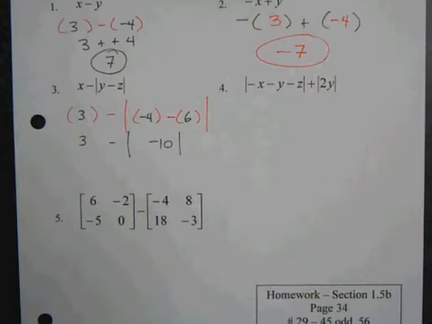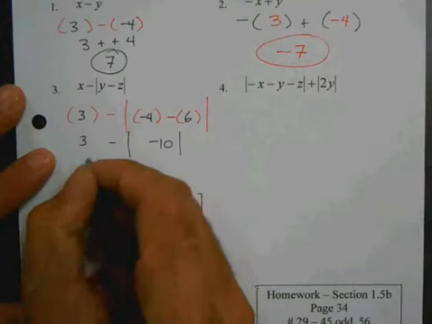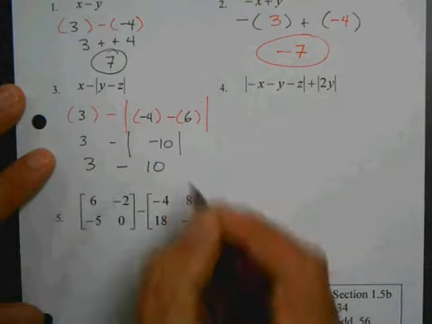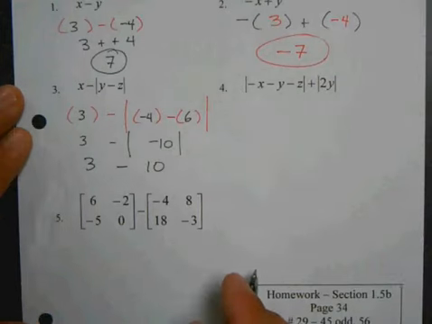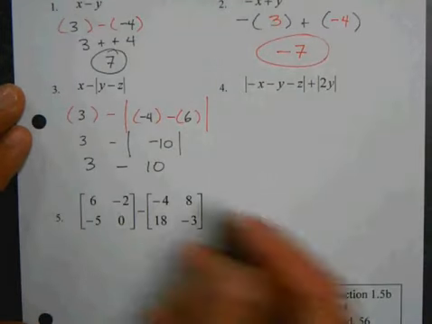Wrong. Not in this case. Absolute value is more powerful than two negatives next to each other. So what's the absolute value of negative 10? 10. So be careful here. So this really is 3 minus 10, which is negative 7. Thank you, Jimmy.